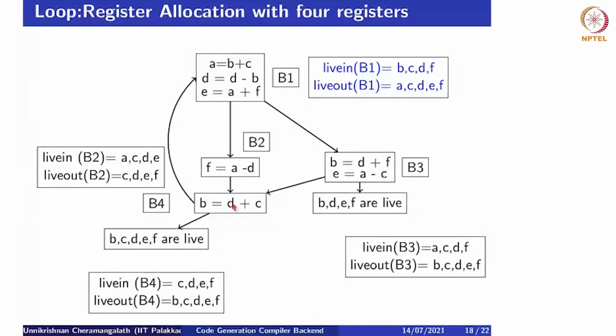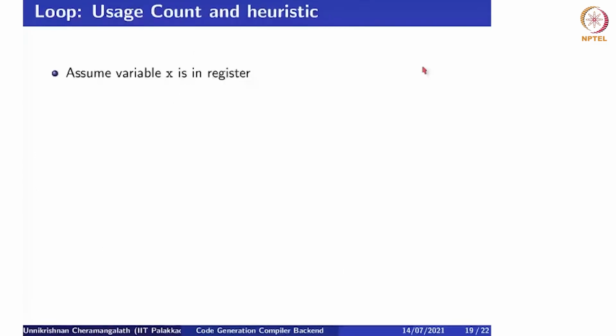So is it 5 or 6? If you look at live in of B1, B, C, D, F is there, and you have a use of D before it is defined. Look at the statement, D assigned to D minus D. Before D is defined, D is used. Hope it's clear. The incoming value of D is used before it is defined. So live in of B1 also contains D, so it will have a value of 1. So the total value will be 6.